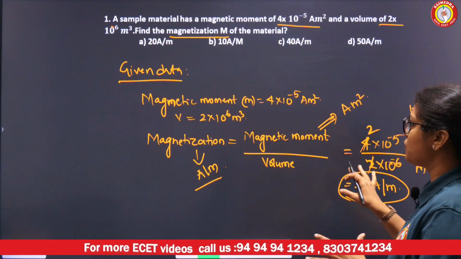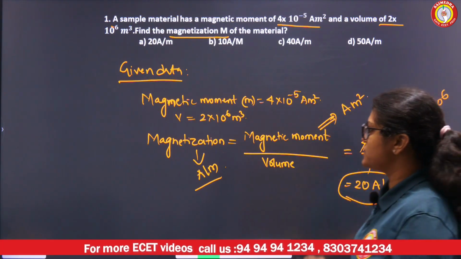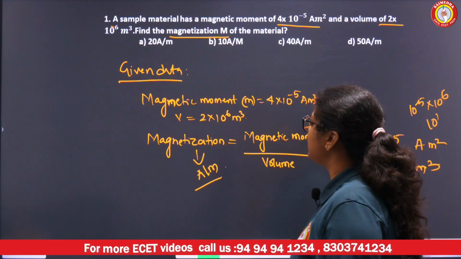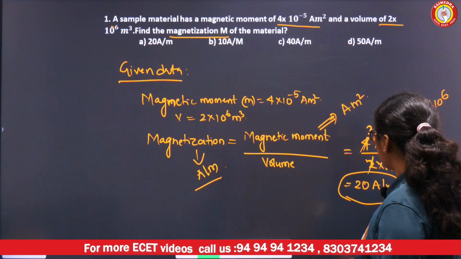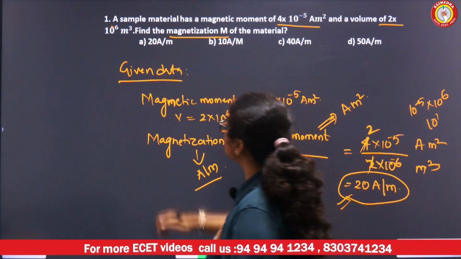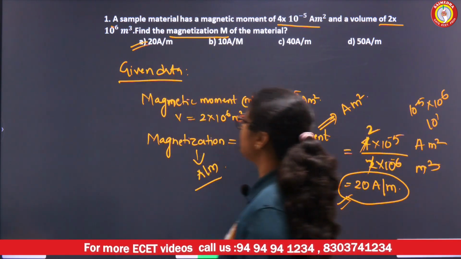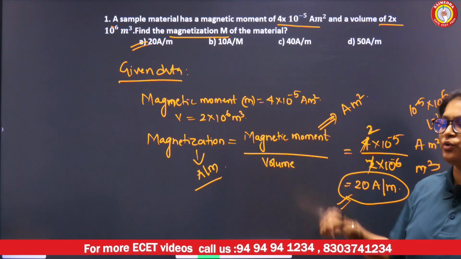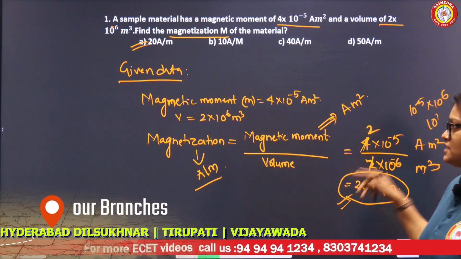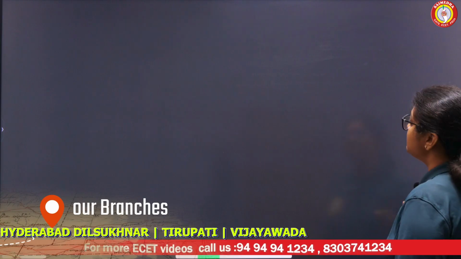Clear? This was about the first problem. If you see the options, option A is 20 ampere per meter, option B 10, option C 40, and 50. We got 20, so the answer is A, 20 ampere per meter. In this way you have to solve the problem. If you know the formula, you can do it very easily. So we'll see the second problem.